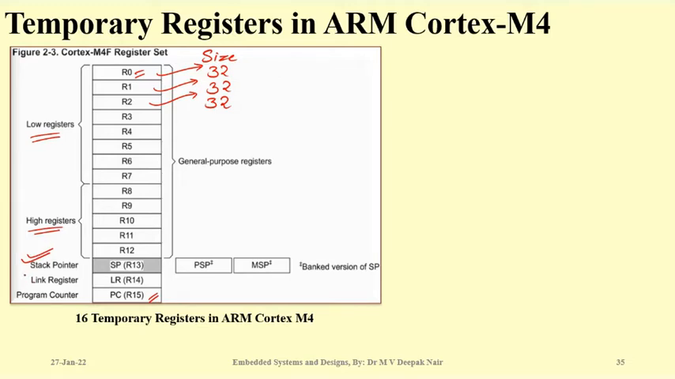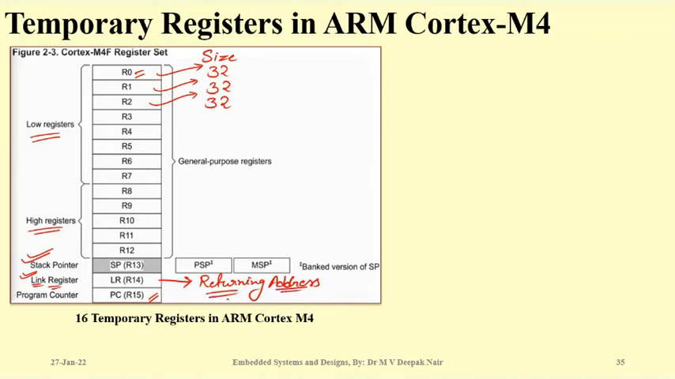Apart from that, you have the link register. The link register will hold, we will come to that also, all the data related to the address, the returning address. It stores the returning address. Can you correlate what the returning address is here?